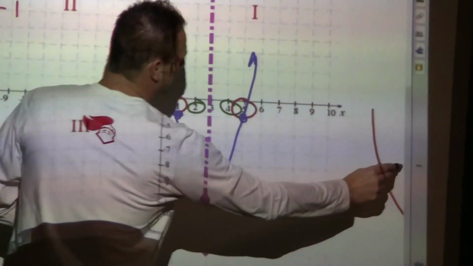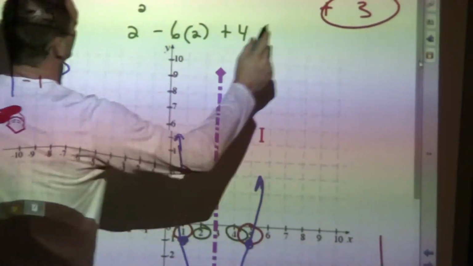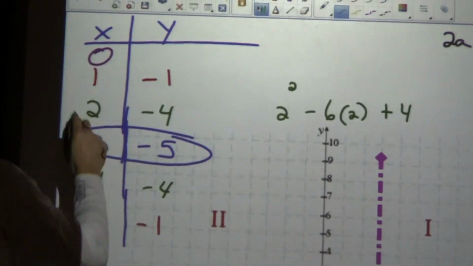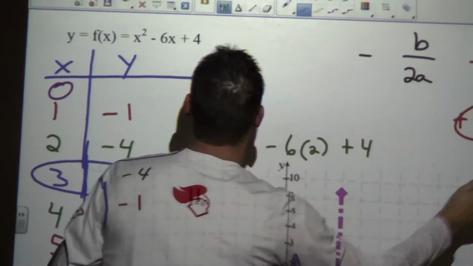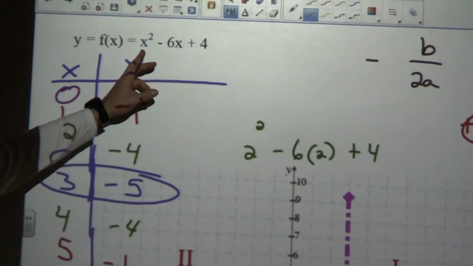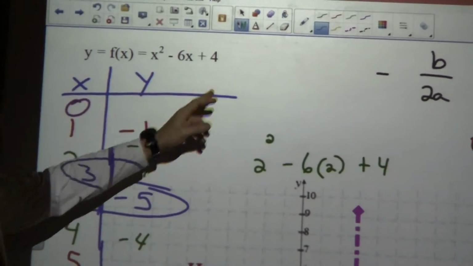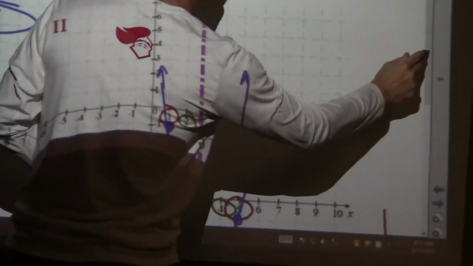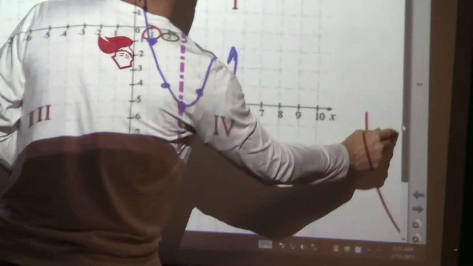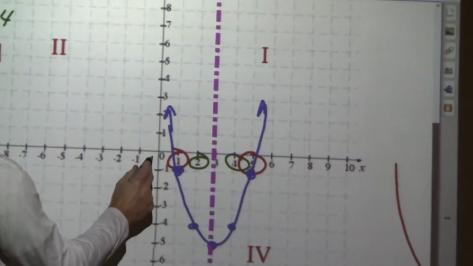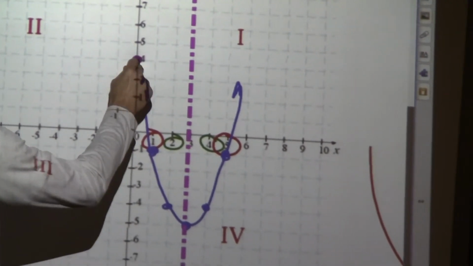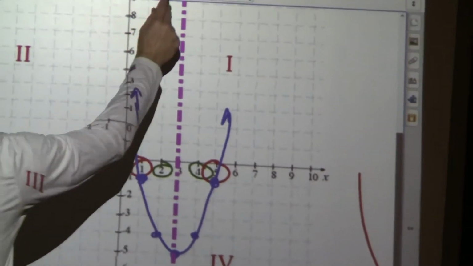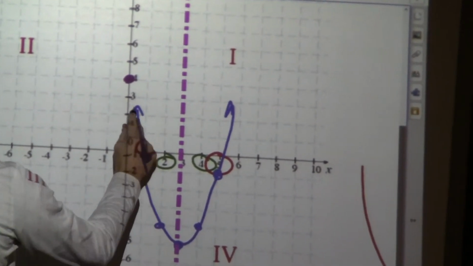All right, again, like I said earlier, we can put 0 in just for good measure. Plug in 0. 0 squared minus 0 plus 4. 0, 4 will be the y-intercept of this parabola. That means my parabola is going to go through that point.